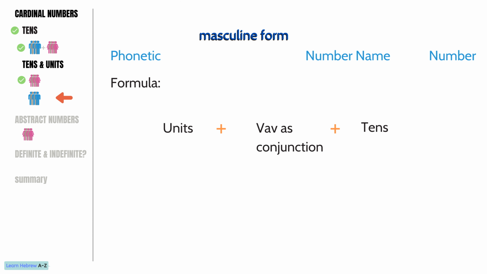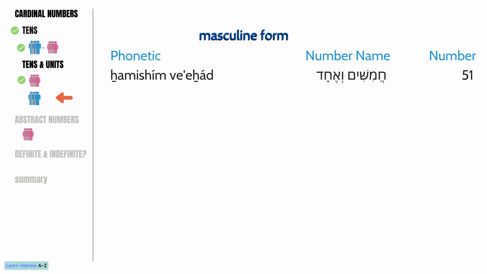Moving on to the masculine form. With the masculine form, we keep building the numbers according to what I showed you above, but we use the separate masculine form of the units. Let me show you an example using the 50s again, so you will have an example you can compare to. Here are the numbers from 51 to 59.